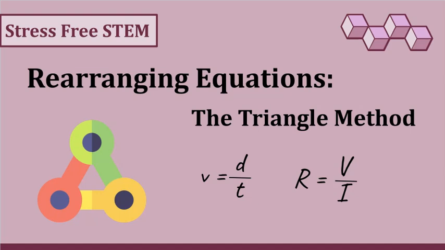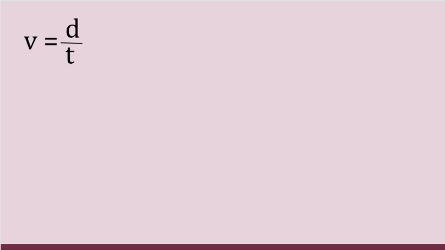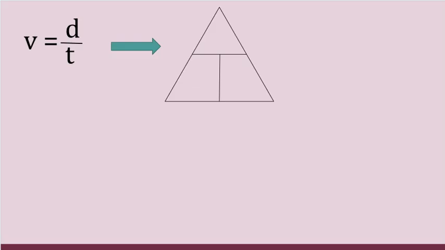Hi everyone. In this video, I'm going to discuss how to rearrange equations, specifically using something that I call the triangle method. So we're going to start by using this equation v equals d over t. Remember, this could stand for speed equals distance over time, or it could also stand for velocity equals displacement over time. So the way I'm going to do this is I'm going to put this into a triangle.